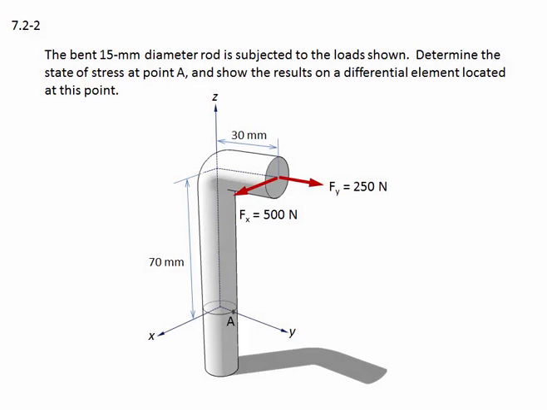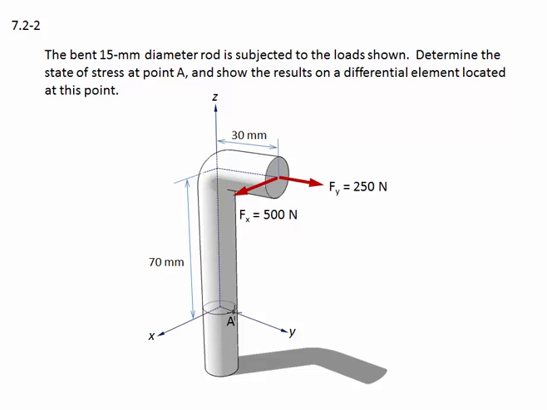Problem 7.2-2. The bent 15 millimeter diameter rod is subjected to the load shown. Determine the state of stress at point A and show the results on a differential element located at this point. Here is the bent rod.